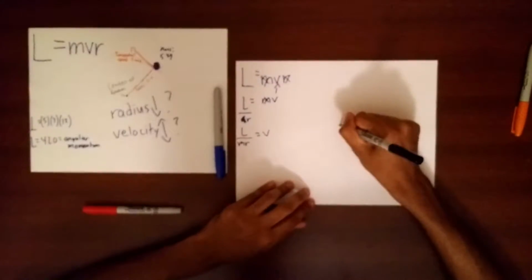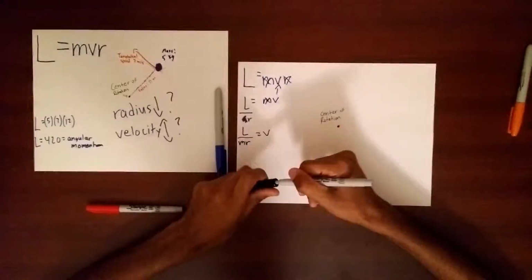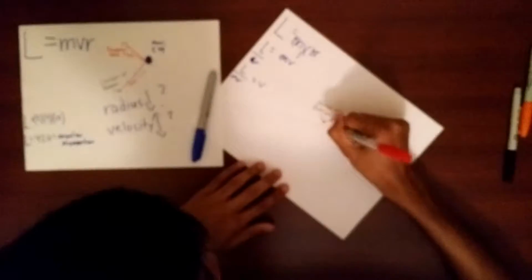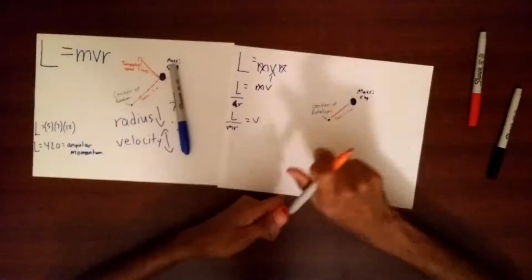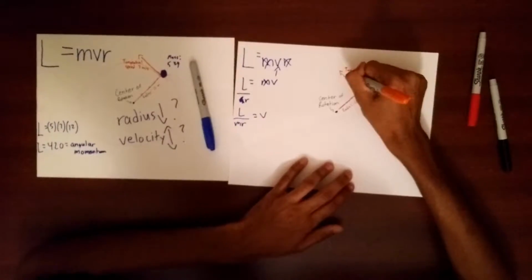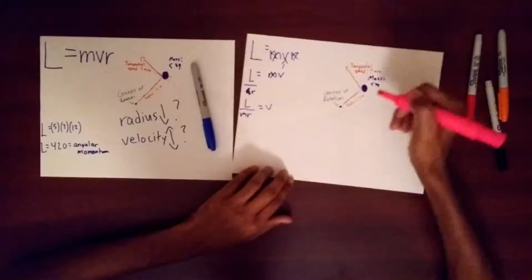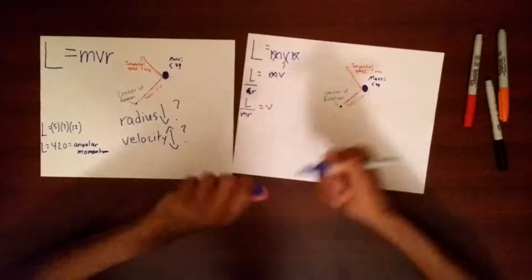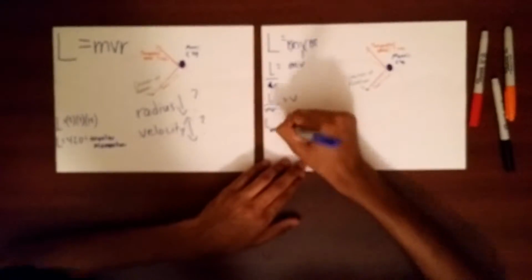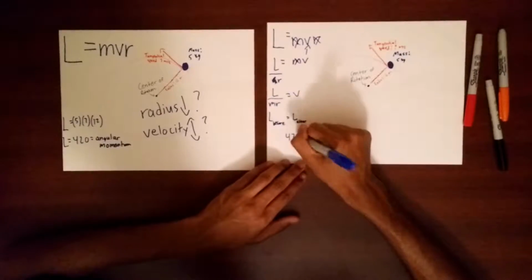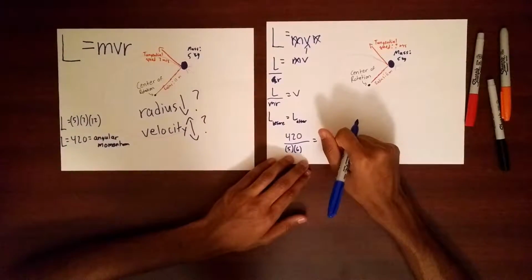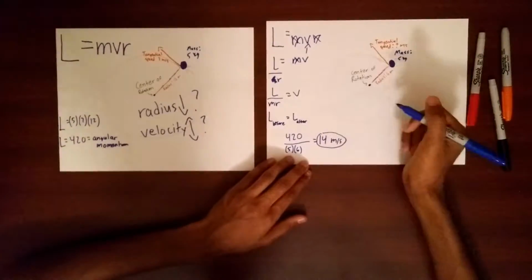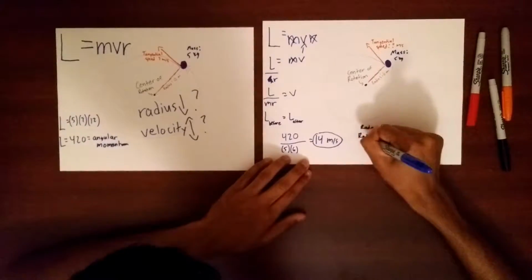In this new problem, we have our center of rotation, a radius of 6 meters, the same object with a mass of 5 kilograms, and we have an unknown tangential speed as the radius has changed. By substituting the numbers in for the variables, we have 420 over 5 times 6. 5 times 6 is 30, and 420 divided by 30 equals 14 meters per second.